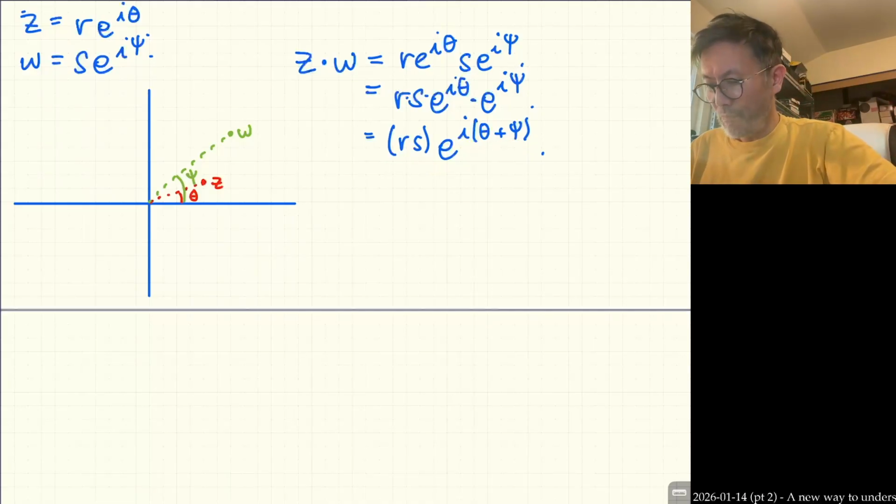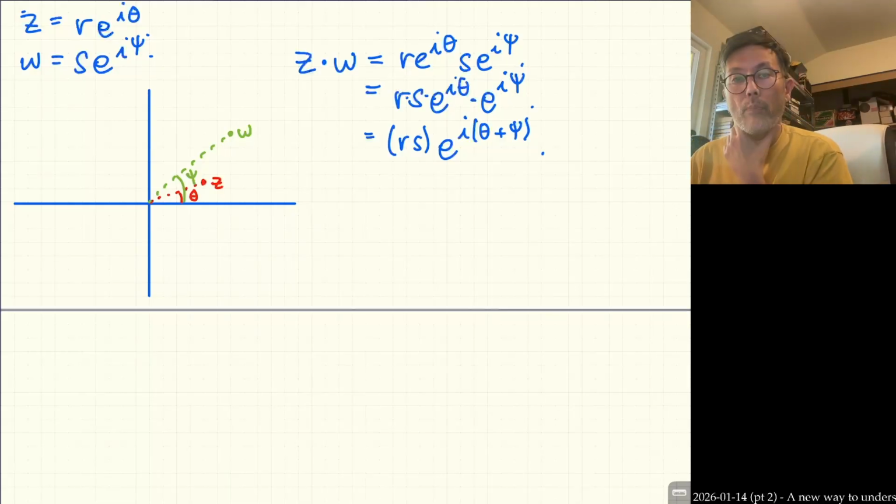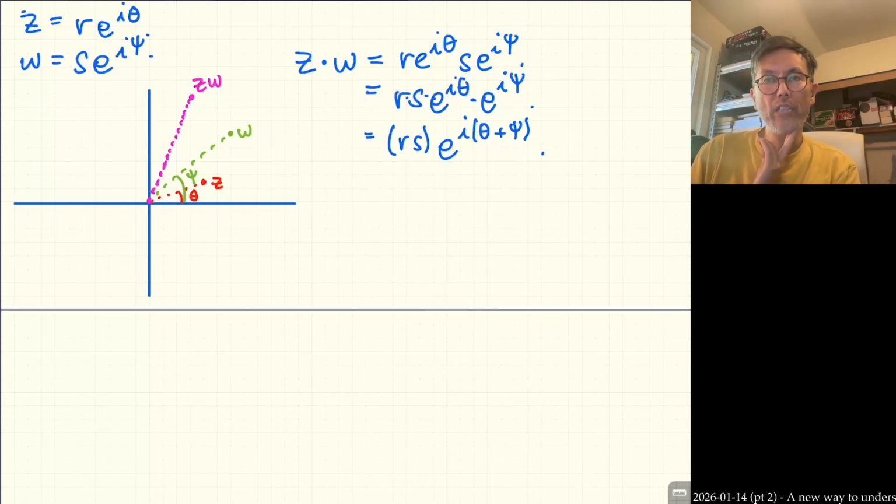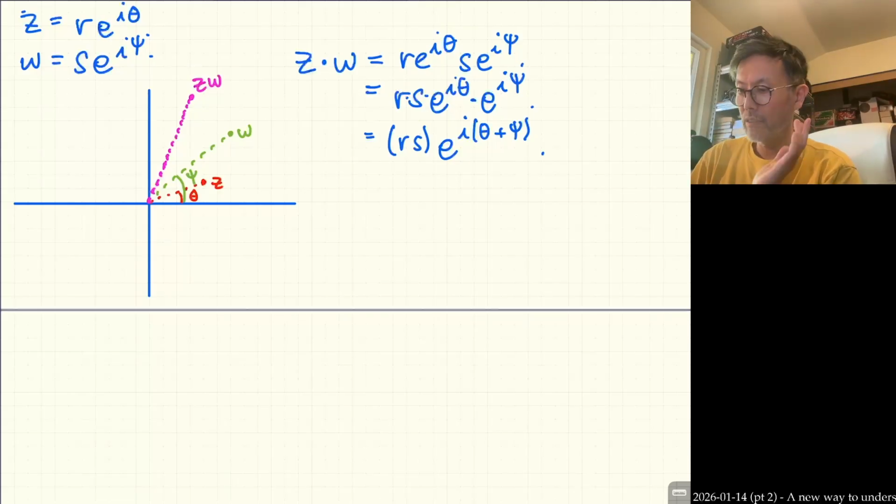So z times w is going to be some new point. Let me color it purple. But in particular, we know a couple things about it. Here's maybe z times w, you can imagine. The new angle, well, the new modulus, let's start with that. The modulus, the length of that purple line is going to be the product of r, the modulus of z, with the modulus of w. And the new angle that this complex number makes, this new angle is going to be theta plus psi.